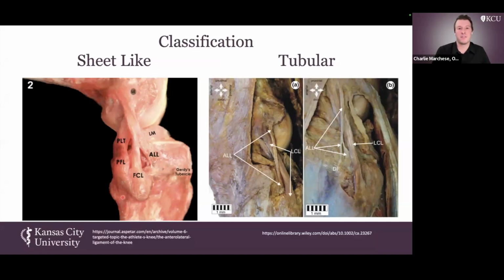Our next point of conflicting info involves the classification of this structure. On the left, we have one of the papers that describe this as being more sheet-like. We can see the head of the LCL, or the FCL, inserting onto the head of the fibula here. This is the ALL, which in this image is more sheet-like, right? It's more fibrous. It's more of a band. Whereas on the right-hand side, the ALL, which is much smaller, is described and seen as more of a tubular structure. Again, the methods of both of these papers didn't seem to go too in-depth on their dissection methodology or protocols, so I'm not sure why this is as different as it is, but it's interesting nonetheless.